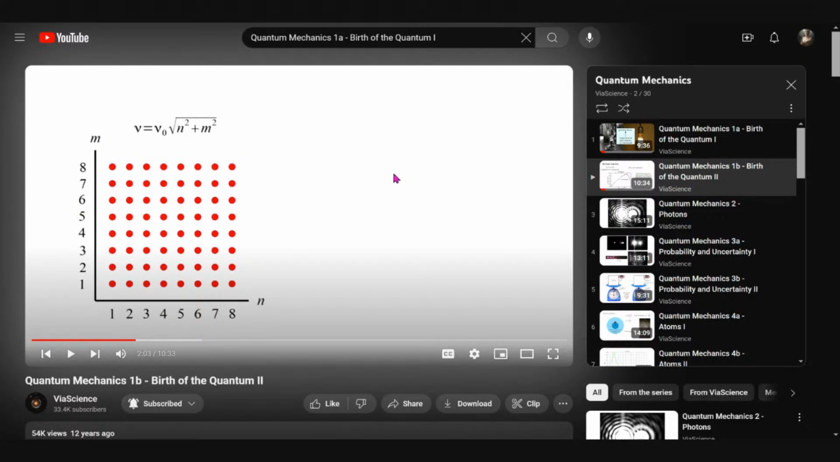I'm wasting time. Times the square root of N squared plus M squared. This is constant on a circle, so a range of frequencies corresponds to the area between two circles. At higher frequencies, there will be more area, hence more modes for a given frequency range.